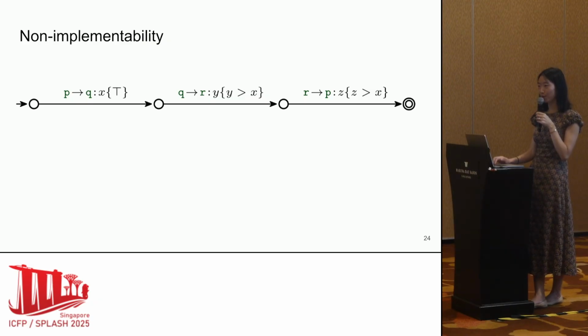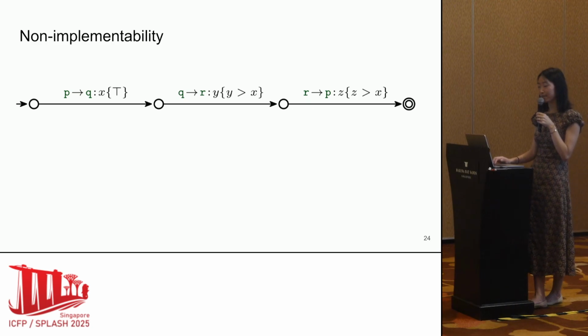In general, when our protocols allow global variables, non-implementability is very easy to run into. And here is a minimal example that doesn't contain branching or recursion, just 3 participants and 3 message exchanges. So participant P first sends to Q an integer x. Q then sends to R an integer y that is greater than x, after which R sends to P an integer z that is greater than x. So because R does not know the value of x, it only knows that x is an integer smaller than y, it cannot exhibit all values of z that satisfy this constraint.